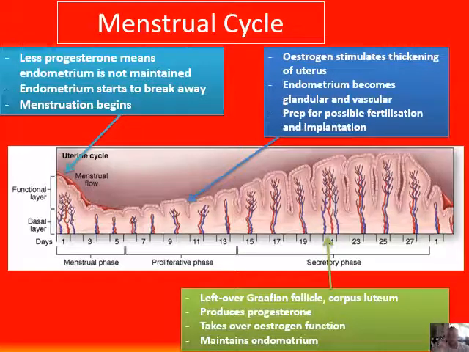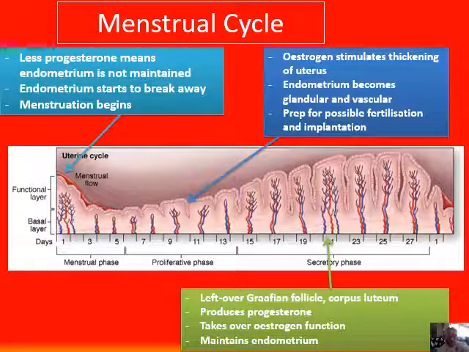All right. This is what your endometrium looks like. The less progesterone means the endometrium is not maintained. That is right in the beginning over there. Remember that the progesterone has decreased because the corpus luteum has broken away. The endometrium starts to break away and menstruation begins. Over time, you can see that it really starts to drop quite a bit, and that is in the menstrual phase. Then we have the proliferative phase, where things are going to start to grow again.